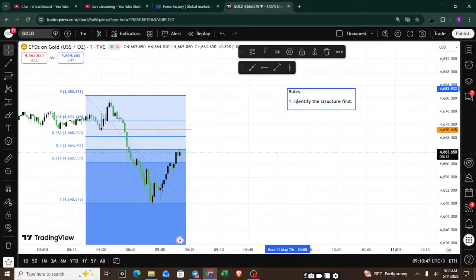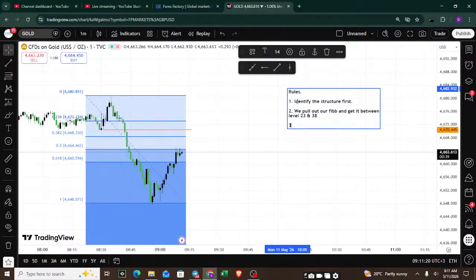Once we identify the structure, number 2 is we pull out our fib and get it to between level 23 and 38.